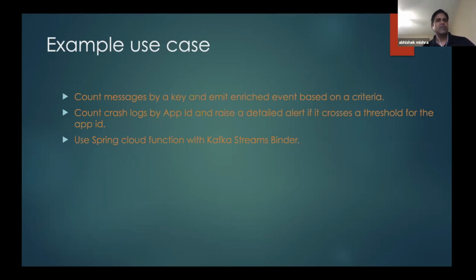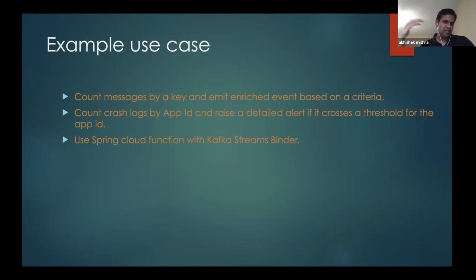There are scenarios where we are supposed to be counting events by a key in a distributed application where multiple instances of an application are running. Typically for rate limiting scenarios or quota scenarios, or in this example, if you want to count crash logs by an app ID and raise an alert if it crosses a threshold, and your crash logs are coming to different instances. So you want to be counting, but you have to use a distributed cache.